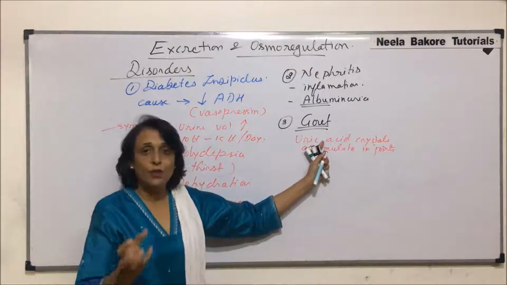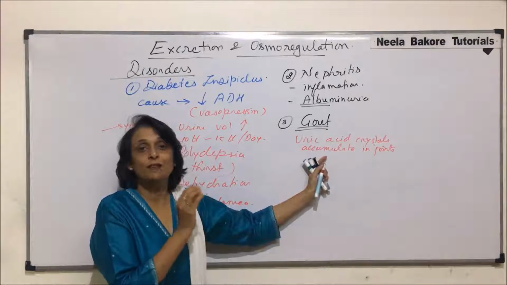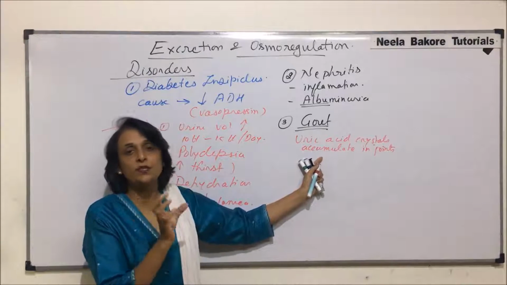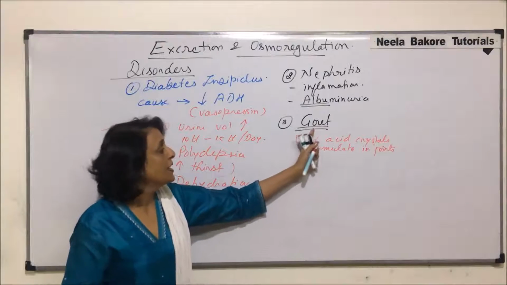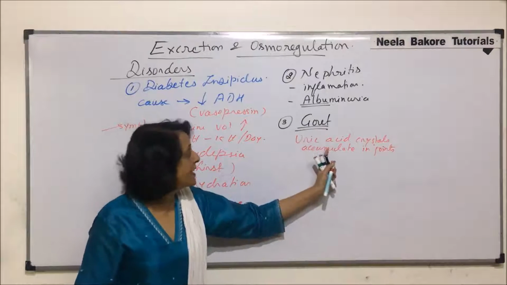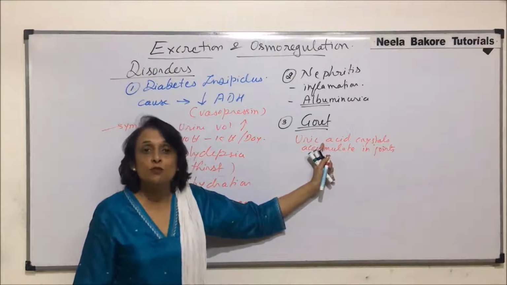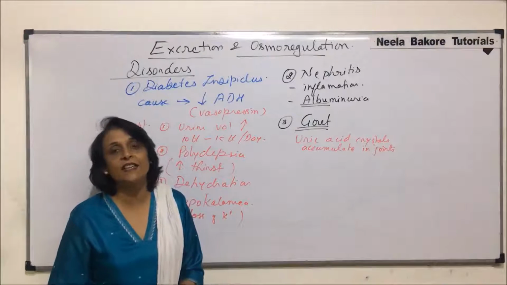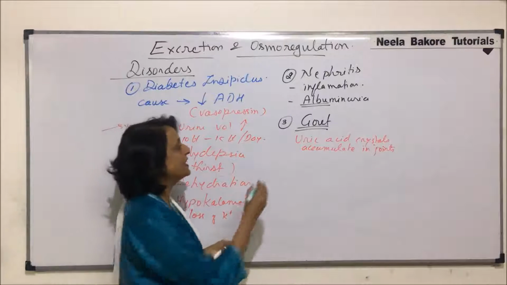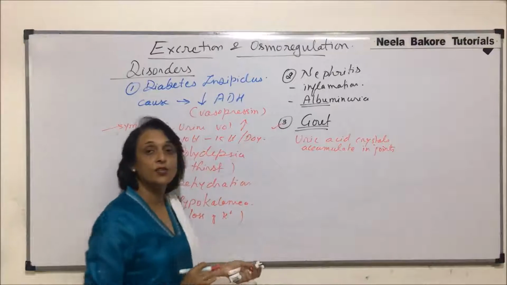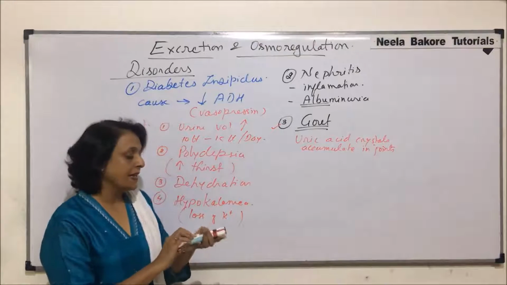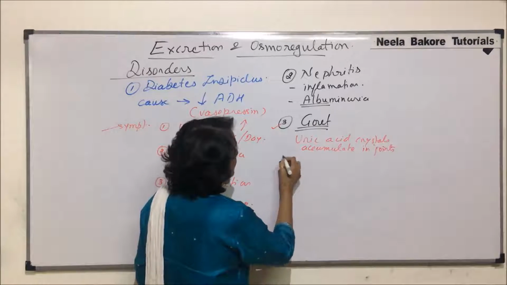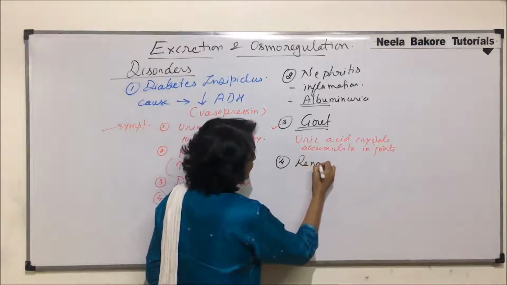So though it is a disorder associated with joints, because here the joints become painful and the movement becomes very, very difficult, the reason is that this nitrogenous waste, that is uric acid, is not getting eliminated from the body, and that is why we include this condition also under disorder of excretory system. Now the next one is renal failure.